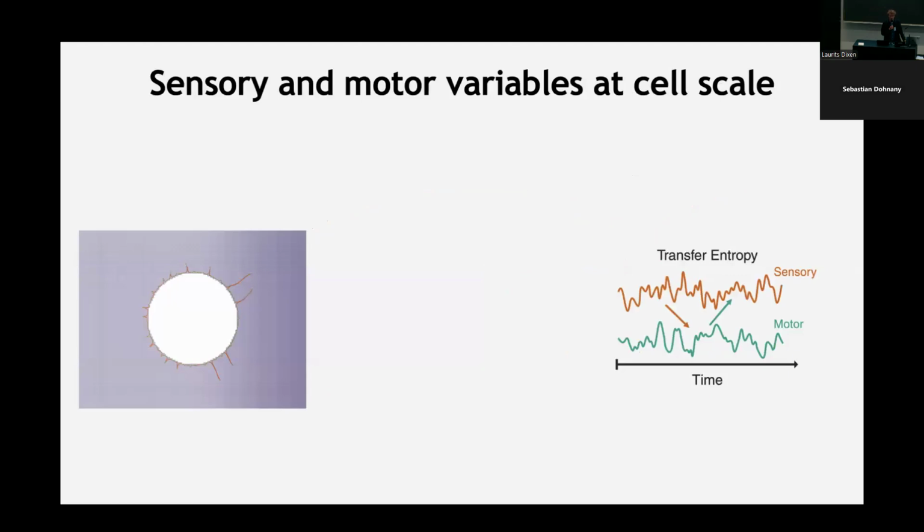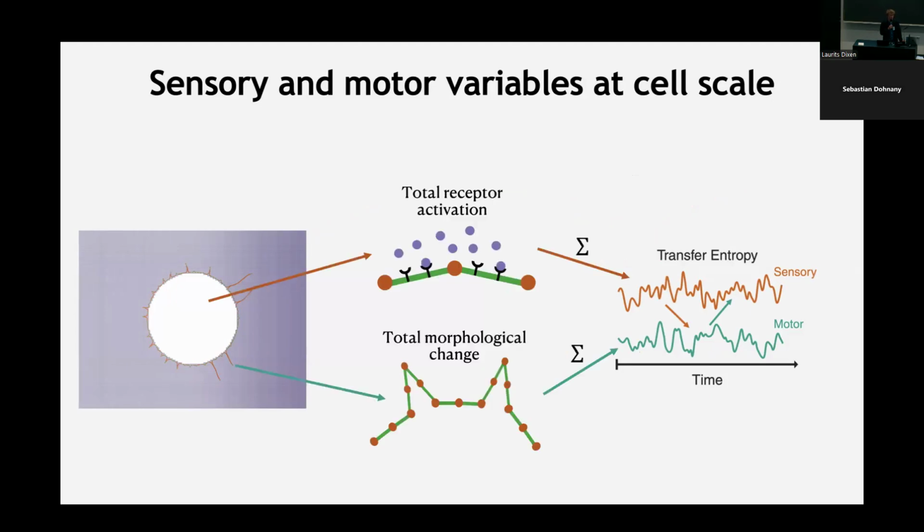The challenge is, though, how to apply these measures to cells. And so we use the modeling as a playground where we can test out different ideas, which are biologically realistic, as you'll see later. And so we define as the sensory variable the total receptor activation of the whole cell, rather than specific receptor activation maps. And also the total morphological change of the whole cell, because we cannot really measure the localized changes in biological data.